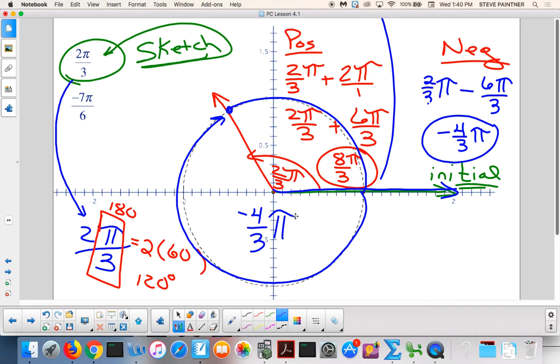Should we do the next one or should we skip it? This is what I'm talking about. Skip it. Skip it? You sure? Yeah.